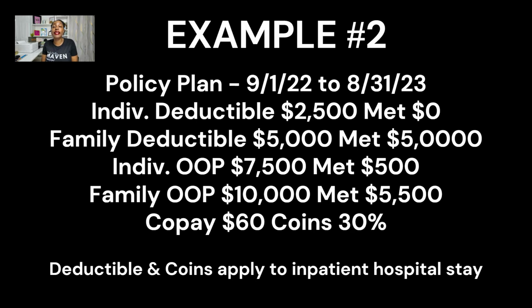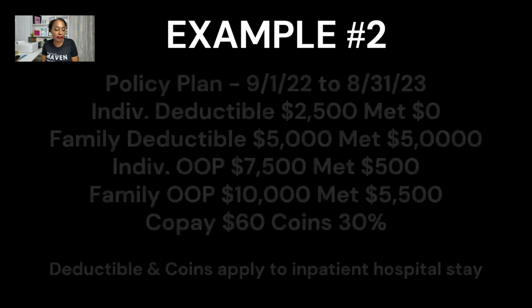The out-of-pocket is $7,500 for the individual, of which $500 was met. The family out-of-pocket is $10,000, of which $5,500 was met. The deductible and the coinsurance go towards the hospital inpatient services.